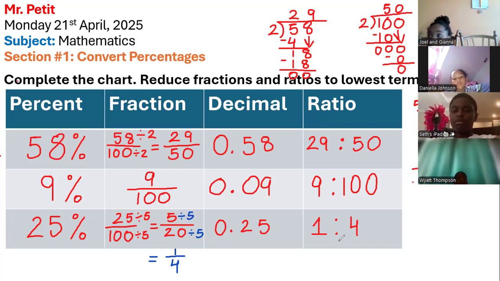All right, everyone, take a picture of your work and send it to me via WhatsApp. Again, take a picture of your work and send it to me via WhatsApp. I need everyone to do that for me.